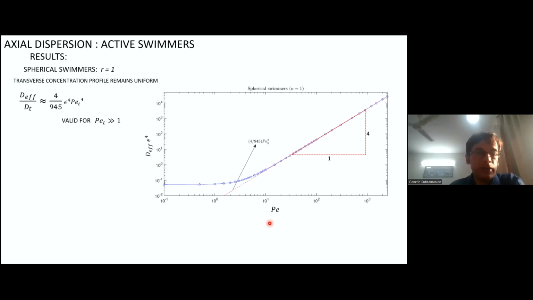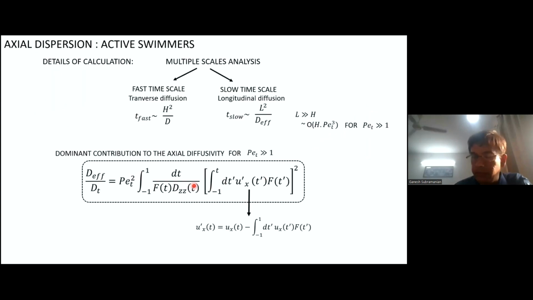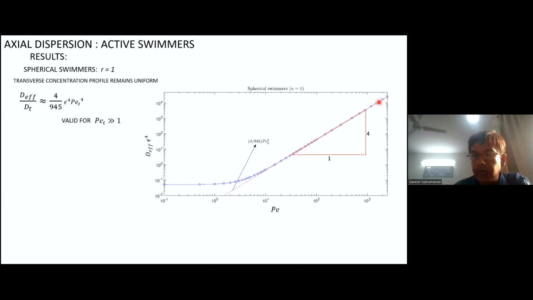So the simplest case to consider is spherical swimmers. Remember, spherical swimmers have an isotropic orientation distribution, so in this case the concentration profile remains uniform. So it's sort of the closest to the passive case. The only difference is that the diffusivity of the spherical swimmer is still not a constant, unlike the solute. It decreases with Peclet, and therefore D effective still grows like Peclet to the power 4. In this case, you can predict the coefficient analytically, and the results shown are computing that integral numerically, and that seems to match the predicted result.